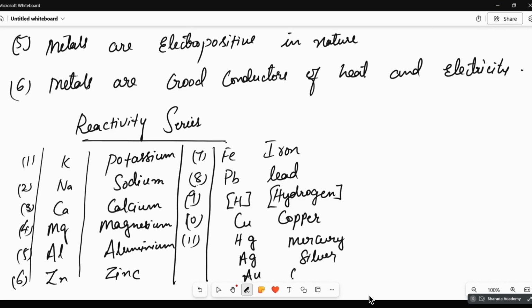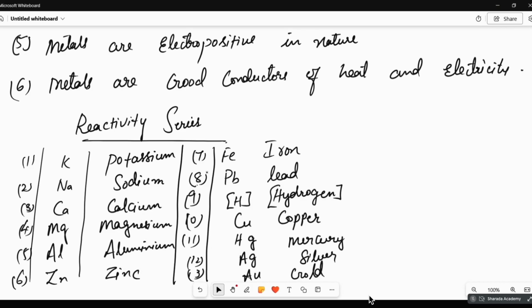Au, gold. Potassium, sodium, calcium, magnesium, zinc, iron, lead, hydrogen, copper, mercury, silver, gold. In the reactivity series, we are writing from the most reactive to the least reactive metals. We even write hydrogen because we compare with hydrogen there. So potassium is the most reactive metal, whereas gold is the least reactive metal.